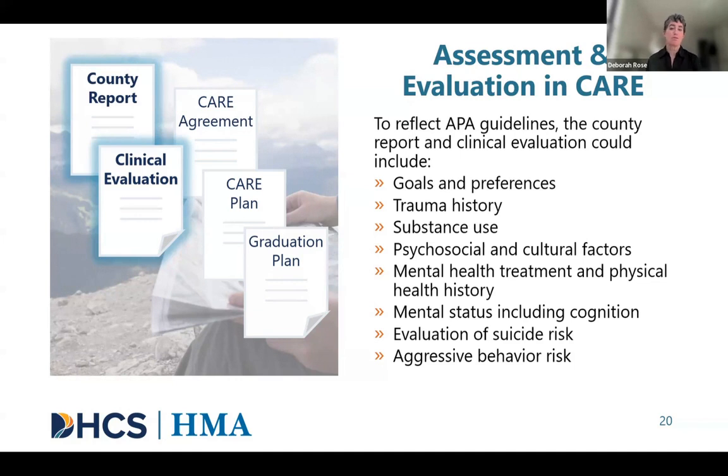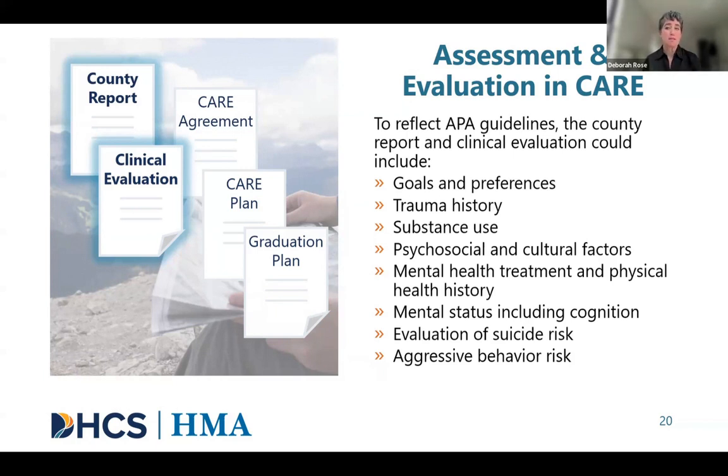Beginning with the county report and the clinical evaluation, these really should be thinking about the client's voice and choice. What are the person's goals and preferences? What matters to the individual? Thinking about a trauma that somebody may have experienced or have been exposed to. Certainly considering history of or current substance use or alcohol use, and then other social and cultural and spiritual factors, things that matter to the individual.